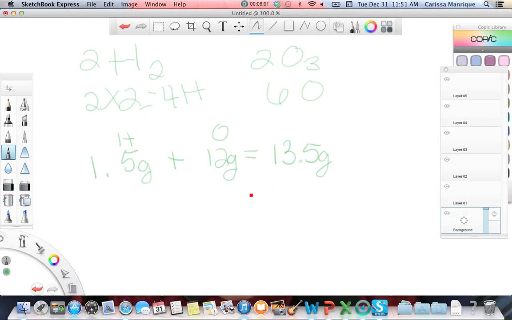So then what does that tell me about my product? My product is water in this case. Now this is just the example reaction. We don't have to always look at water, but we are. So that means since our reactants weighed 13.5 grams, we also made 13.5 grams of water. Okay? So the weight of the reactants has to equal the weight of the products. So you could just add them and know how much product you're going to make.